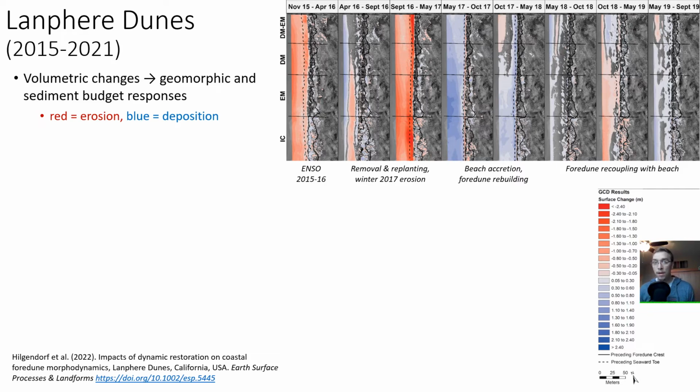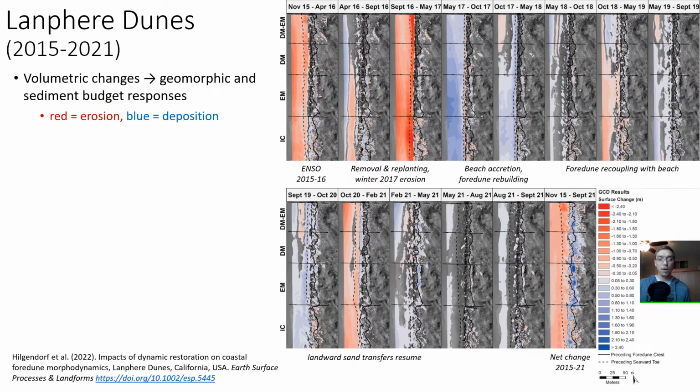And then in May of 2017 through May of 2018, the beach was what we call accreting. So it was increasing ubiquitously across the beach, and the foredune was starting to rebuild. And from May of 2018 through September of 2019, the foredune, this form that we're looking at, had recoupled with the beach in the natively revegetated areas, and it took a bit longer in the invasively revegetated areas. But we saw the foredune become active again.